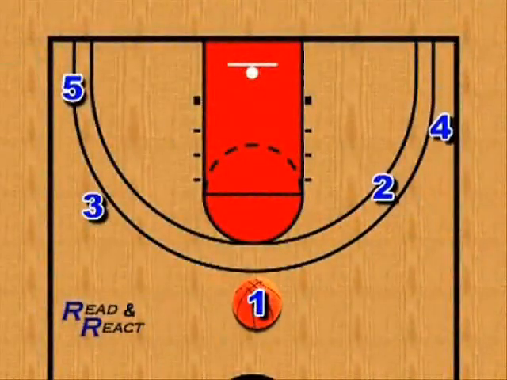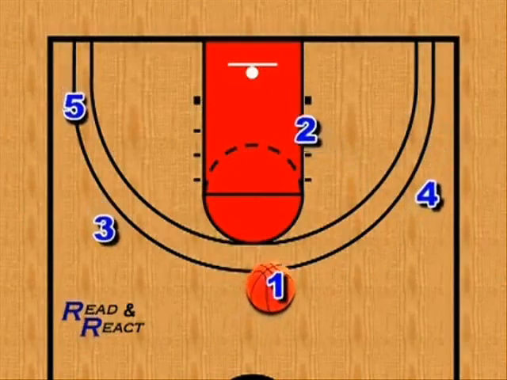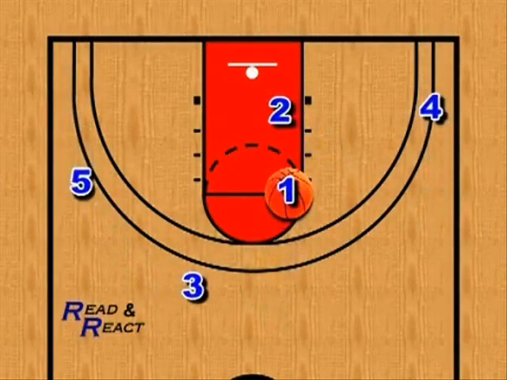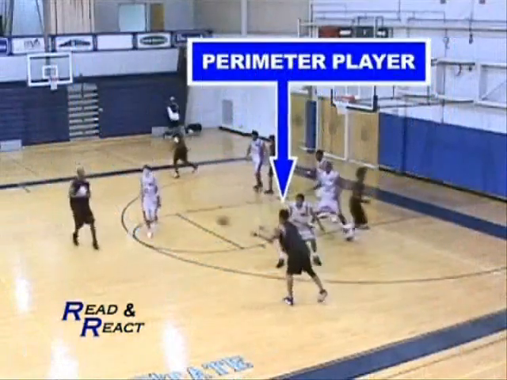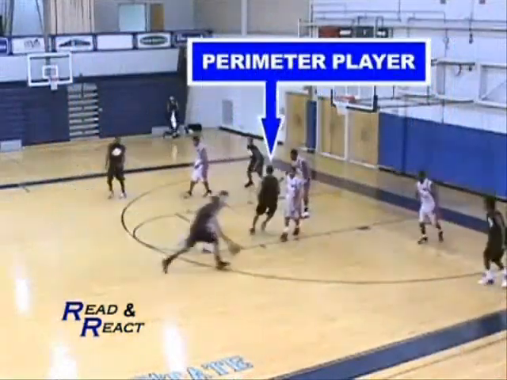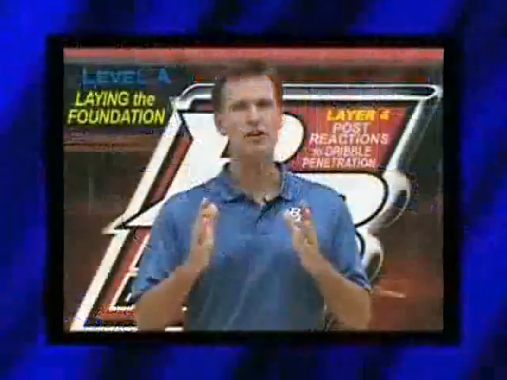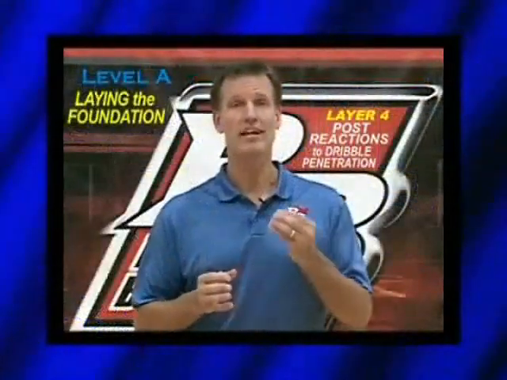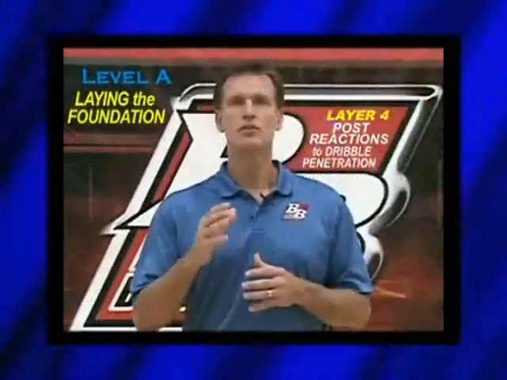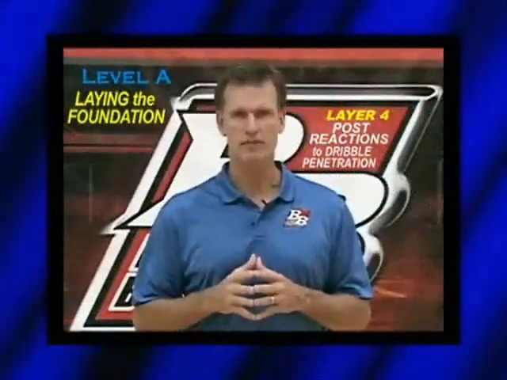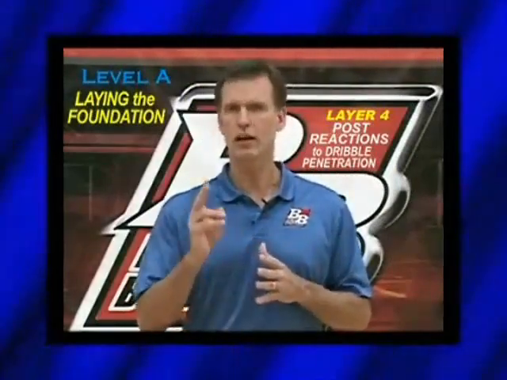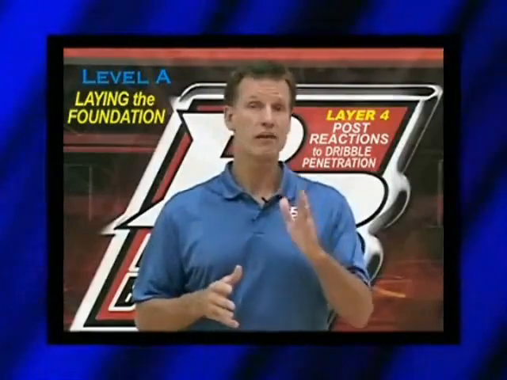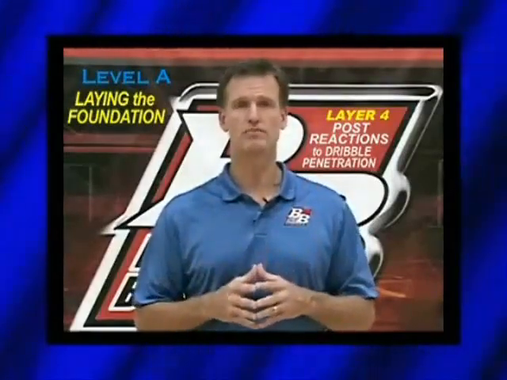like this. A player passes and cuts, but immediately his receiver decides to drive. The cutter suddenly finds himself in the post area with dribble penetration occurring. Even though he's not a post player per se, he's now a post player because of his position. He'll have to know how to react to dribble penetration as if he was a post player. So, even if your team only plays 5-out, pass and cut, drive and kick, you'll still need to add these two elementary post slides. They're for everyone, not just the typical post player.